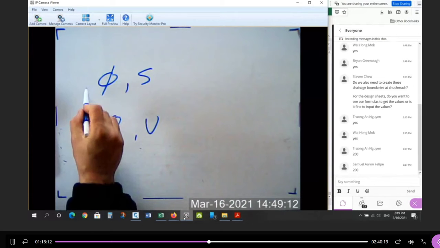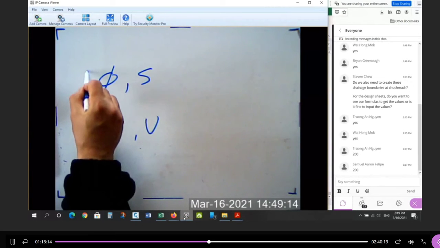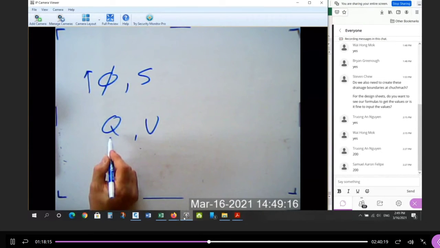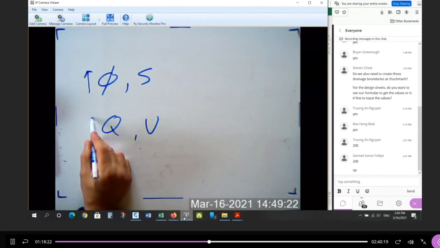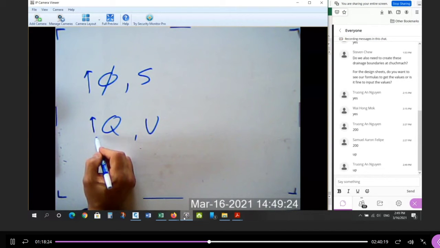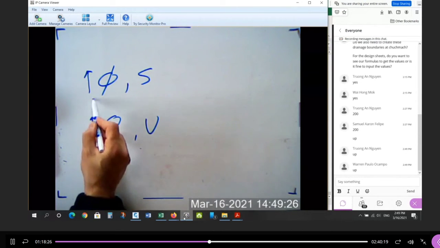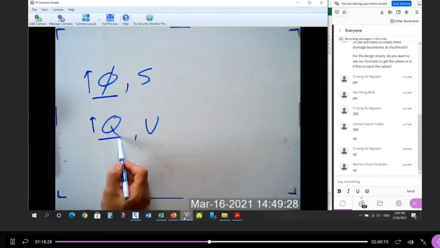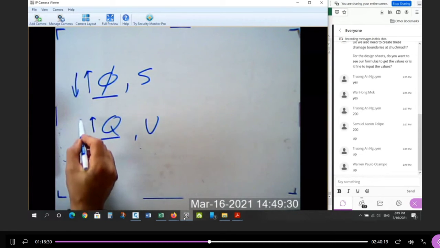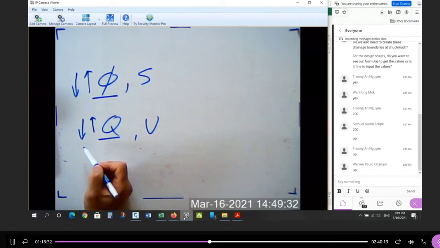If I increase the pipe size, what happens to the capacity? Does it go up or down? A bigger pipe has more capacity or less capacity? It goes up. So the bigger the diameter, the bigger the capacity. The smaller the diameter, the smaller the capacity.